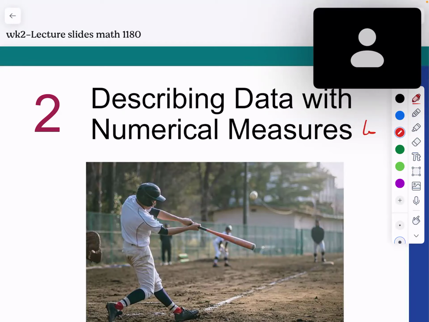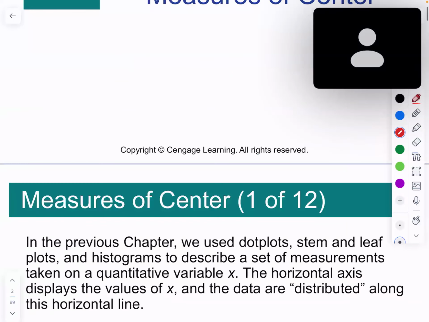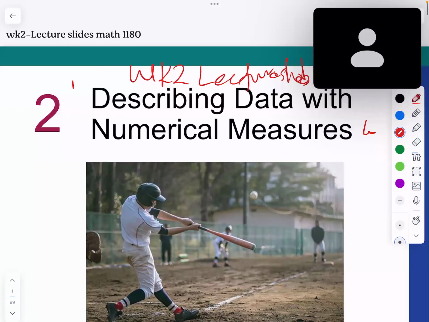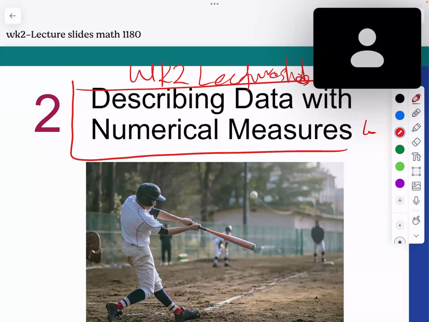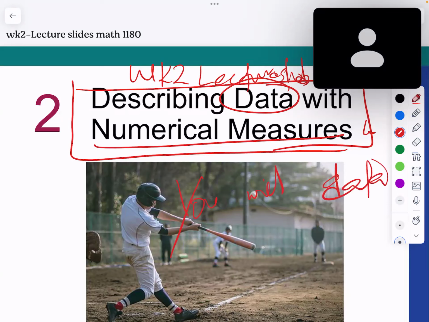Week two lecture slides. All right. So we are looking at describing data with numerical measures. So you will always get data to work on. But what can you do with data? You have to be able to do something with it.